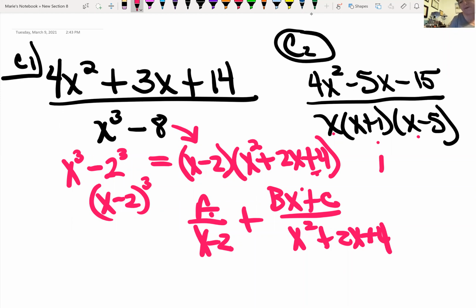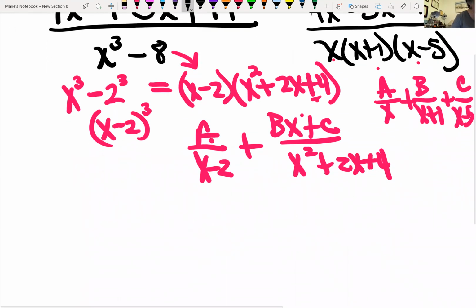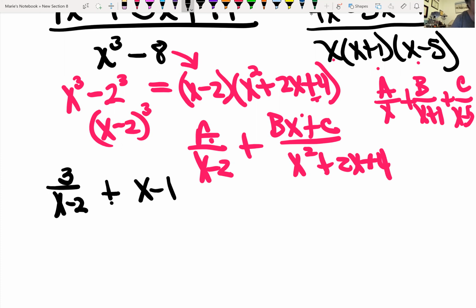Okay, again, remember that the second one is a over x plus b over x plus 1 plus c over x minus 5. These are distinct factors, so you're going to have 3 of them. Let me give you the answers for the 2, and we'll discuss these if you have trouble with them during tutoring tomorrow. Okay, so that's the first one.